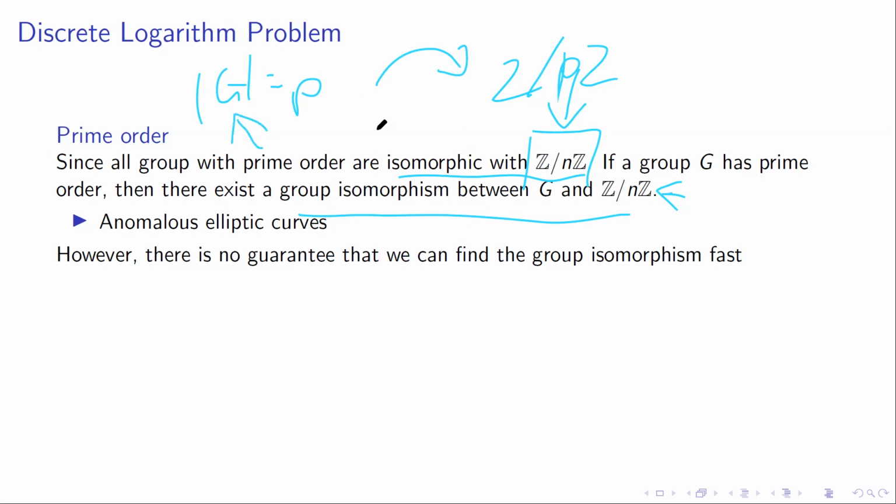But with the same thing, there's no guarantee that we can find a group isomorphism fast. We might never find a group isomorphism, even though we know that there exists one. This is why elliptic curve is still secure right now, because most elliptic curves have a prime order, but we really don't have a way to find the isomorphism to the additive group. But this is not the case for some elliptic curves, one of which is the anomalous elliptic curve. For this anomalous elliptic curve, we can easily find a group isomorphism to the integers under addition.